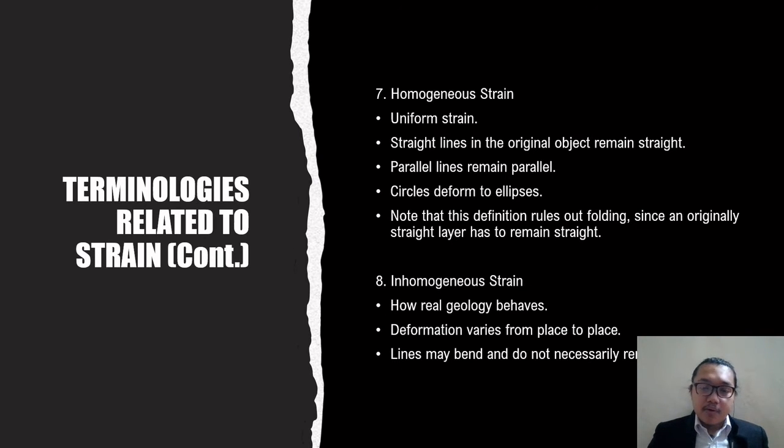The seventh one is homogeneous strain. It is a uniform strain. A straight line in the original object remains straight. The parallel lines remain parallel. Circles deform to ellipses. Note that this definition rules out folding since an originally straight layer has to remain straight. The next one is inhomogeneous strain. This is how real geology behaves, and deformation varies from place to place.